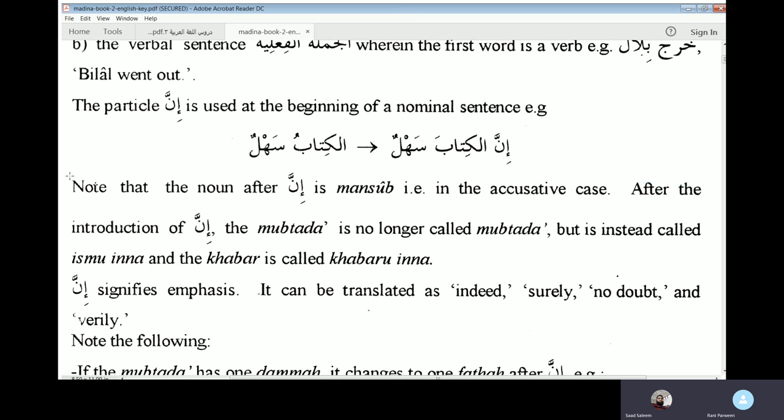After the introduction of inna, the mubtada is no longer called mubtada, but is instead called ismu inna, and the khabar is called khabaru inna. In the previous paragraph, you learned that a nominal sentence has two parts, subject and predicate. Al-kitab was the mubtada and sahlun was the khabar. But after inna, al-kitab is ismu inna, and sahlun is khabaru inna.